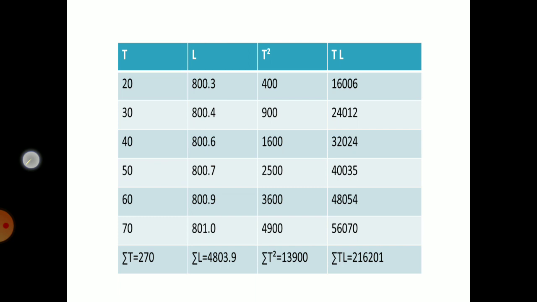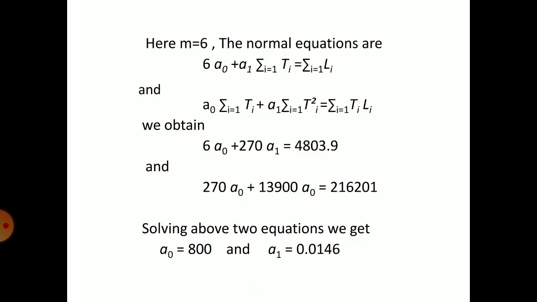Finally, we shall take the sum of the columns. This 270 we shall denote by summation of T. The sum of the second column is 4803.9, the sum of T square is 13,900 and the sum of TL is 216201. The next step is to write the normal equations.